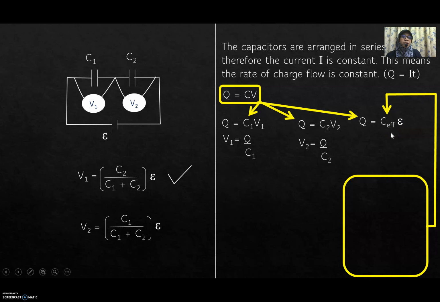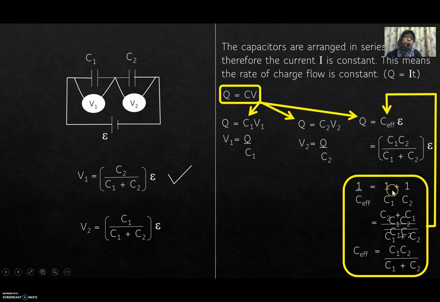Now we are going to find the C effective. If the capacitors are arranged in series, 1 per C effective equals 1 per C1 plus 1 per C2. We have discussed this formula before. We use this equation for the effective capacitance when the capacitors are arranged in series. We make this become a single fraction: C2 plus C1 per C1 times C2. Therefore C effective equals C1 times C2 divided by C1 plus C2. Now we can substitute this into the C effective in the equation above.